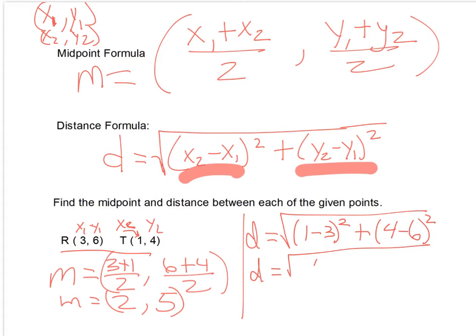That's just 4. Plus 4 minus 6 is also negative 2. Well, negative 2 squared is also 4. So the distance equals the square root of 8.